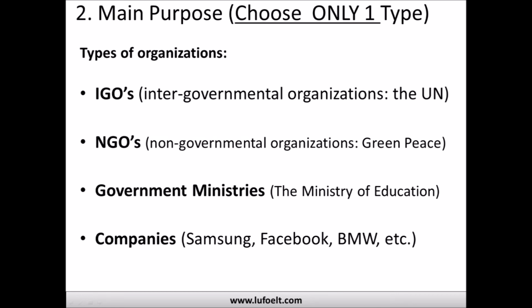All right, so to talk about some of those different types of organizations, there are plenty of different types out there. IGOs, intergovernmental organizations like the UN, NGOs, non-governmental organizations like Greenpeace, government ministries like, for example, the Ministry of Education or something like that, or companies like Samsung, Facebook, BMW, etc. All right, so you can choose any of these types of organizations.